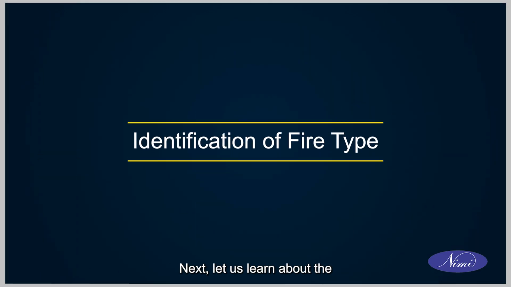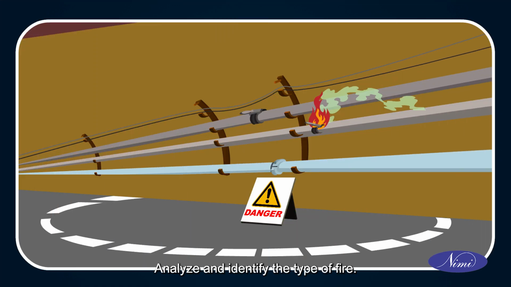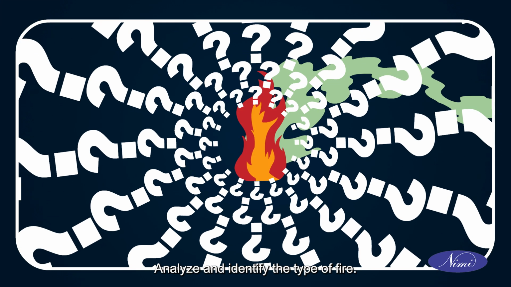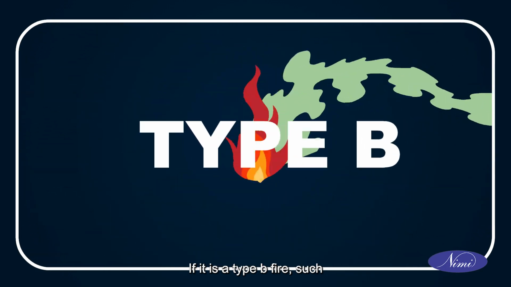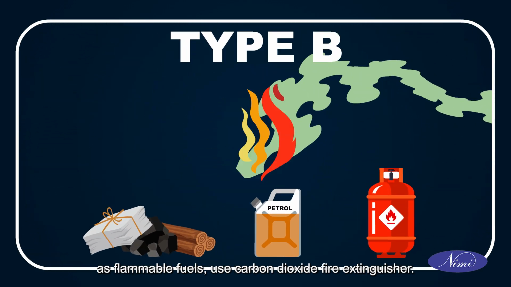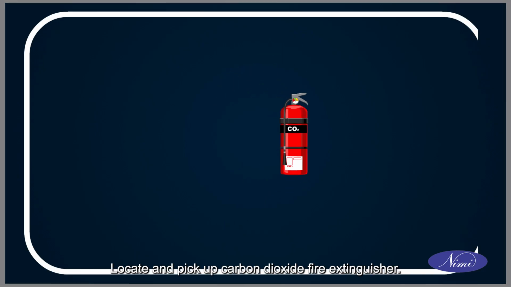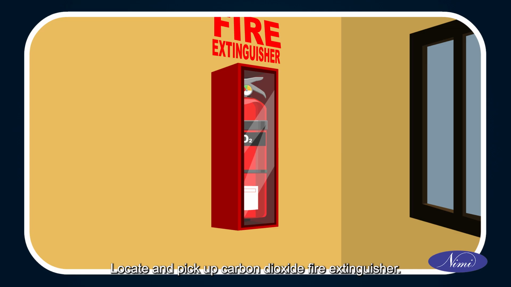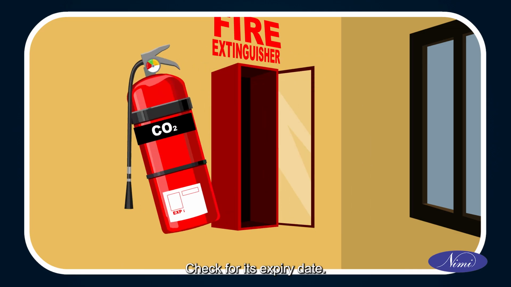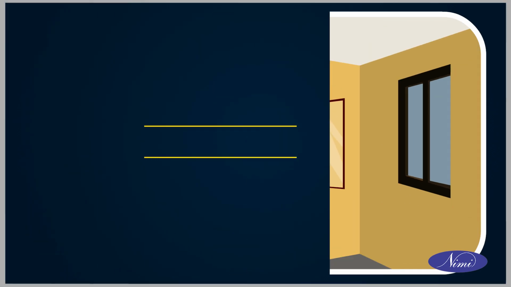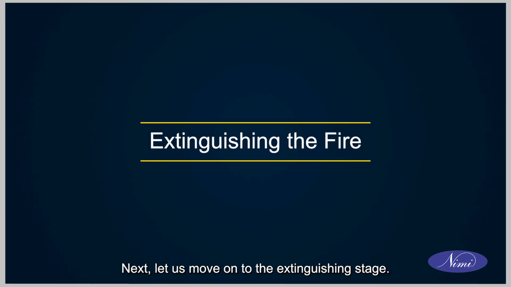Next, let us learn about the identifying stage of the fire type. Analyze and identify the type of fire. If it is a type B fire, such as flammable fuels, use carbon dioxide fire extinguisher. Locate and pick up carbon dioxide fire extinguisher. Check for its expiry date. Next, let us move on to the extinguishing stage.